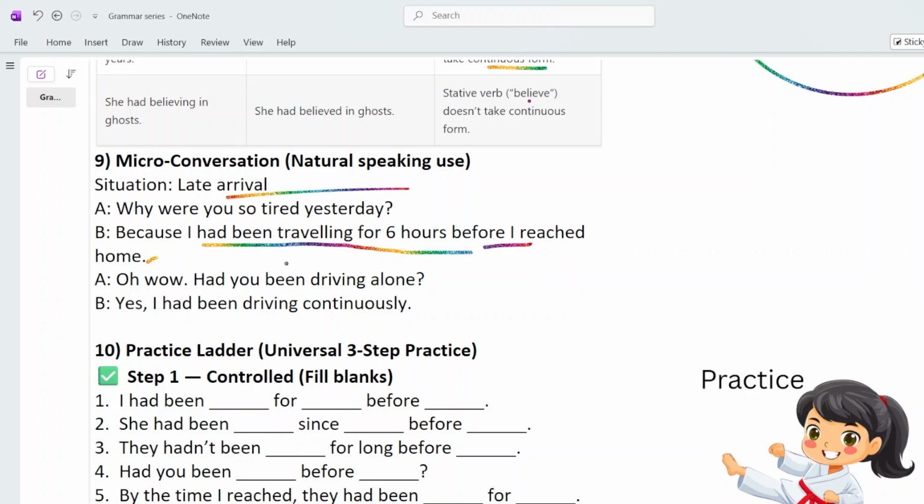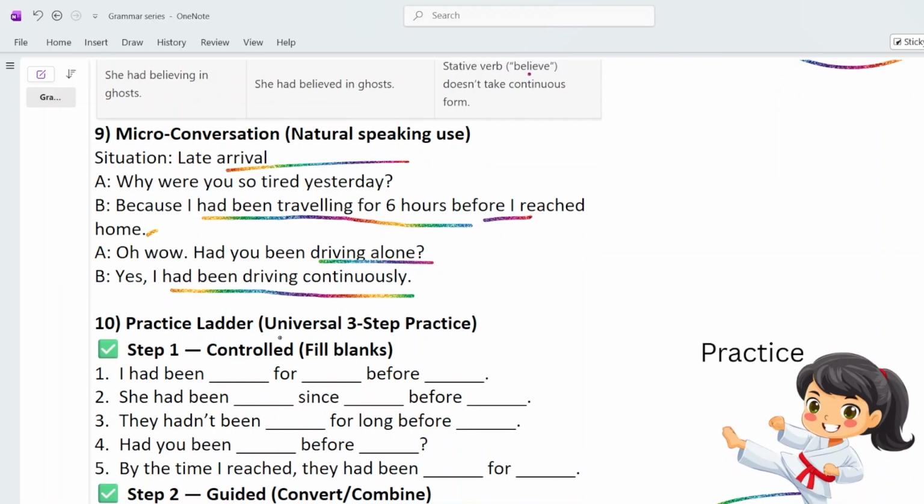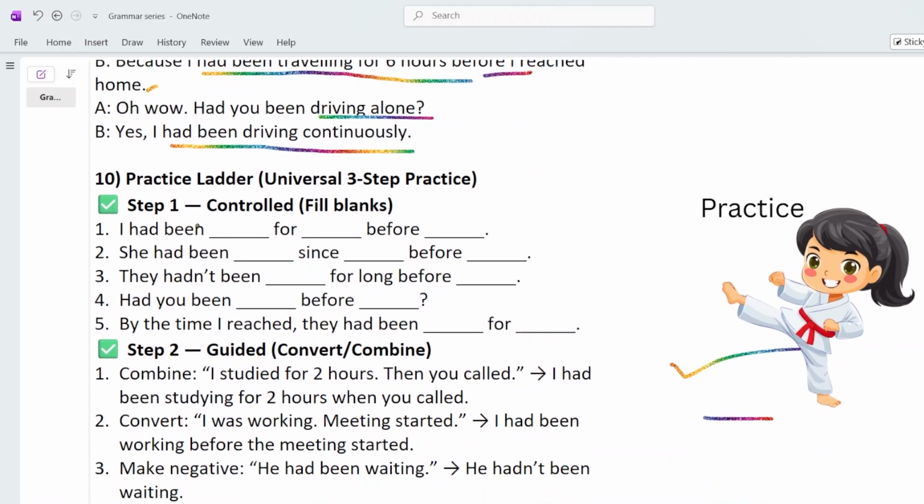Oh, wow. Had you been driving alone? Again, the question is in the same format, that is the past perfect continuous. Please pause the video and relate with that as well, because I already explained a lot many times before. Now, person B says, yes, I had been driving continuously. Driving, drive in the ing form. Okay. Let's look at the practice ladder for today. It has got certain blank spaces for you to fill up.